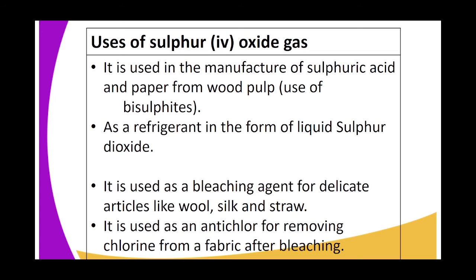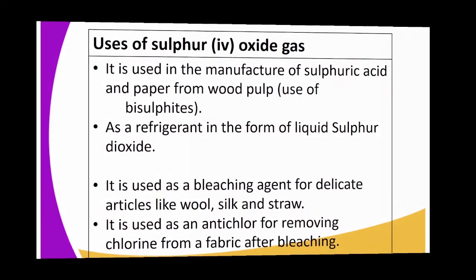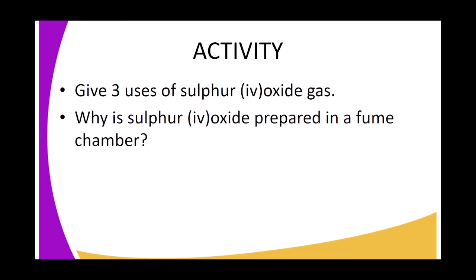It is used also in paper and wood pulp industries. It is used as a refrigerant in form of liquid sulfur dioxide. It is used, number 3, as a bleaching agent for delicate articles like wool, silk, and straw. Number 4, it is used as an anti-chlor for removing chlorine from a fabric after bleaching. It is also used as a fumigant and as a preservative in jam and fruit juices.